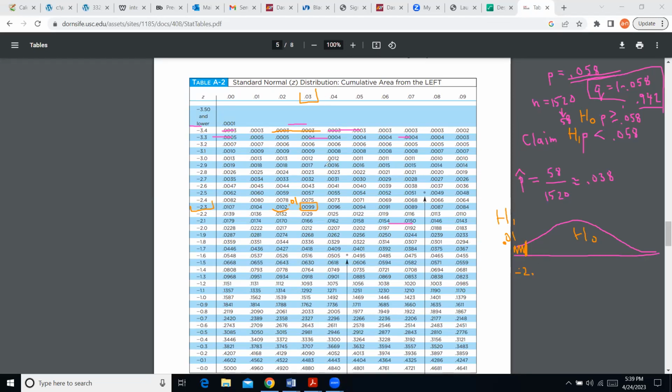It's also fine. So it looks like 300, so I have to attach 2.3, so it'll be like negative 2.33, right?